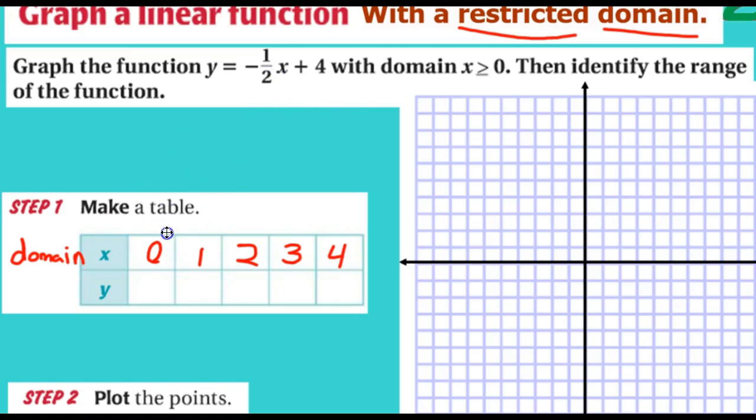So now I just need to solve this for y. If I have 0 times negative 1/2, that gives me 0, plus 4 gives me 4. Negative 1/2 times 1 gives me a negative 1/2, plus 4, so that gives me 3.5. Negative 1/2 times 2 gives me a negative 1, plus 4 gives me 3. My pattern here is it's going down by 0.5. The next one's going to be 2.5, and the last one has to be 2.